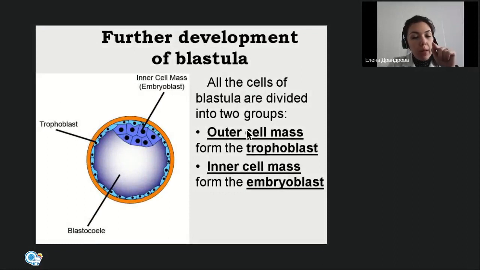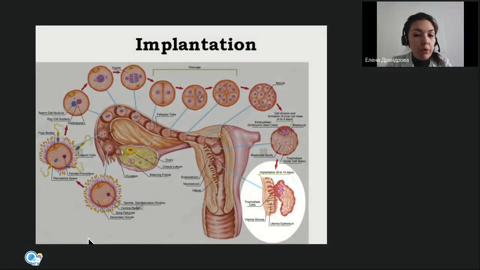So the outer cell mass will later form the trophoblast. Trophoblast is a tissue that will provide nourishment, nutrition of the embryo. So these are provisional organs. And the inner cell mass forms the embryoblast. Embryoblast is a part of the blastula that will later form an embryo. Between trophoblast and embryoblast, there is a cavity that is filled with liquid. Such a cavity is named blastocoel. So blastula is the next stage of development of the embryo.